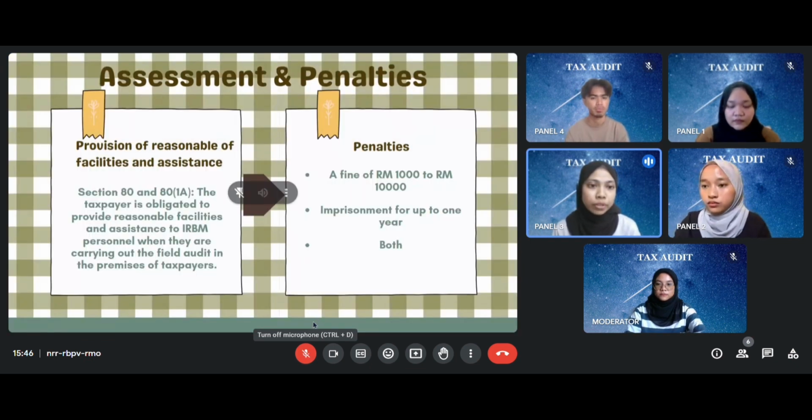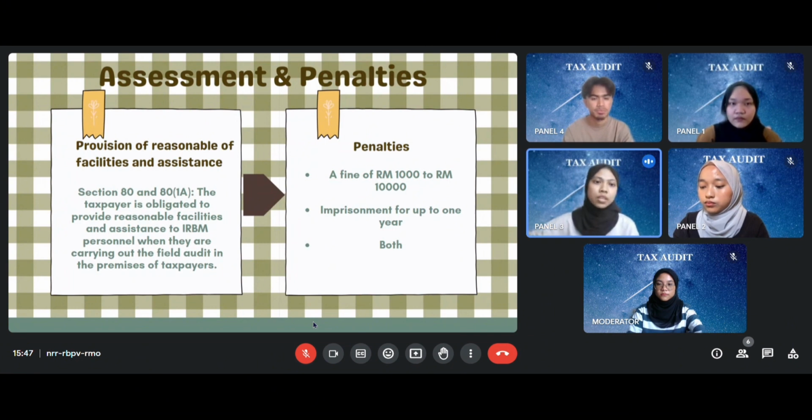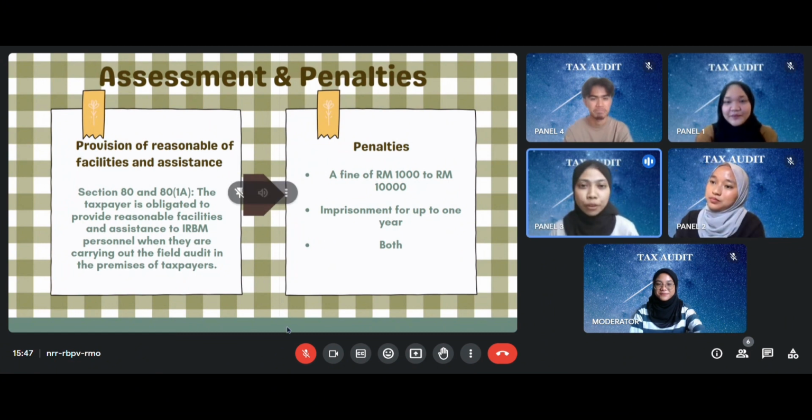For provision of reasonable facilities and assistance, Section 18 and 18 sub 1A, the taxpayer is obligated to provide reasonable facilities and assistance to IRBM personnel when they carry out the field audit in the premise of taxpayer. So for the penalty, a fine of 1,000 ringgit to 10,000 ringgit, imprisonment for up to 1 year or both.